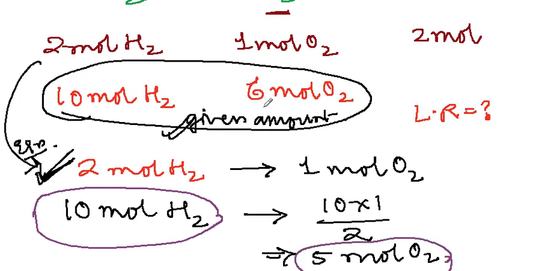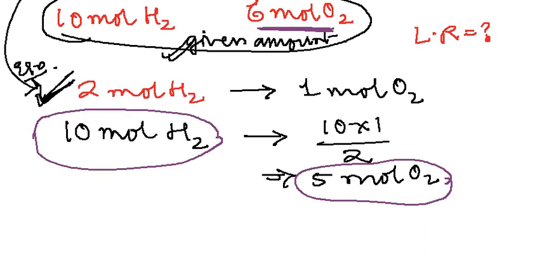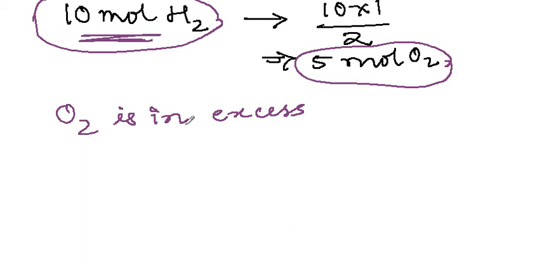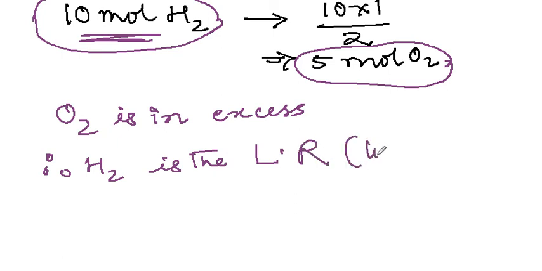But what is the given mole of oxygen provided to us? It is 6 mole. Since it is 6 mole, oxygen is in excess. We have more oxygen than we actually need for 10 mole of hydrogen. Like I told you earlier, if one is in excess, the other is the limiting reagent. Therefore, hydrogen is the limiting reagent for us.